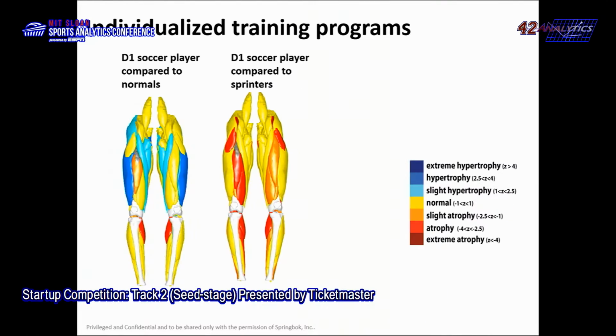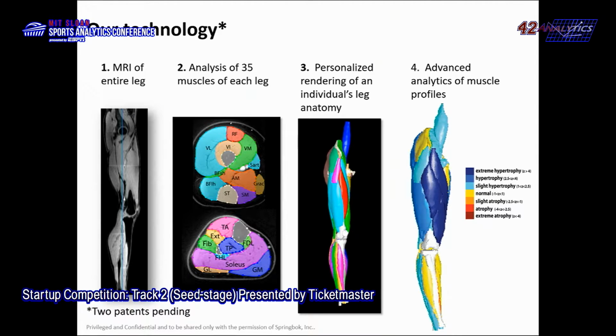If you compare this soccer player to sprinters, however, all of his muscles are either the same size as a sprinter or in many cases smaller than a sprinter. So you can develop an individualized training program for this player, first of all, to rehab from that injury, to build that muscle back up, but also to build up the muscles that would enable him to run faster.